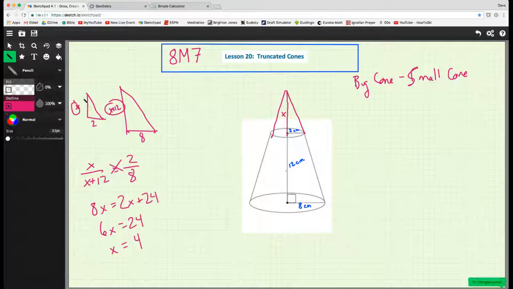So this is neatly a 4. This long side here, x plus 12, this is a 16. So the height of the big cone is 16. So our big cone is 1/3 pi r squared h. So that's 1/3 pi times 8 squared times 16, which is 1/3 of pi times 64 times 16.